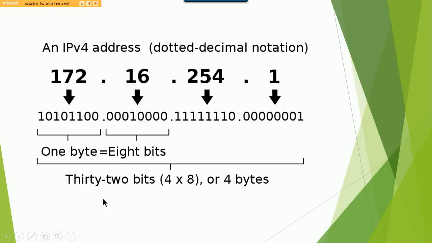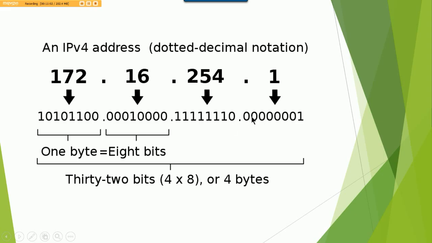Now, this IP address has 32 bits in it, and it has 4 bytes. And each byte has 8 bits. This is what it looks like in decimal, and this is in binary. Now let's look at the value of the binary bits here.